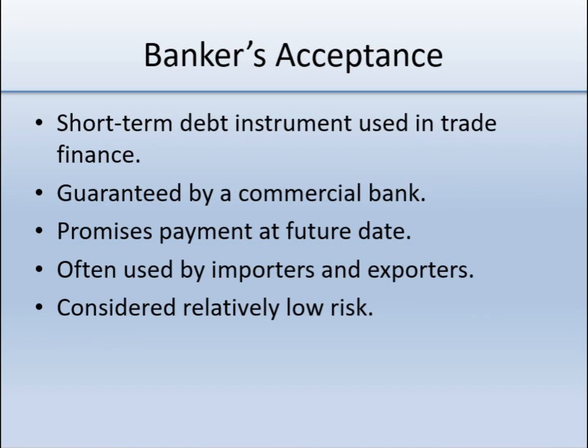Banker's acceptance. A banker's acceptance is a short-term credit instrument used in international trade. It is a time draft guaranteed by a bank. Importers and exporters use it to reduce currency and payment risk. It typically matures in less than 1 year. BAs can be traded in secondary markets.